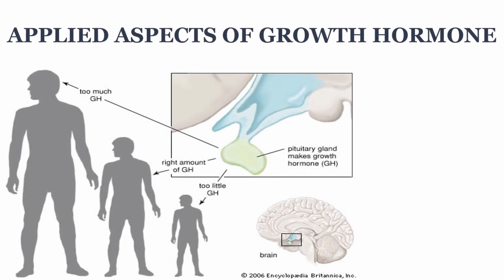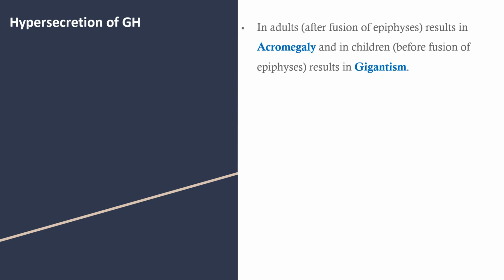Applied aspects of growth hormone: hypersecretion of growth hormone. In adults, after the fusion of the epiphysis, it results in acromegaly, and in children, before the fusion of the epiphysis, it results in gigantism. This is the main difference between acromegaly and gigantism.